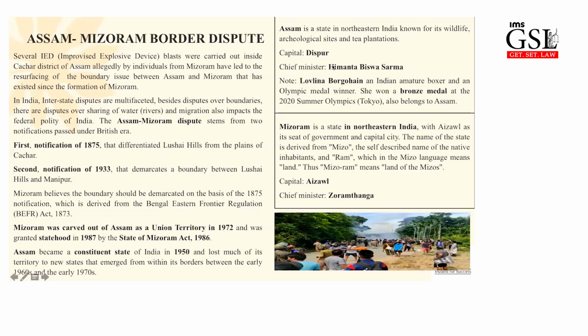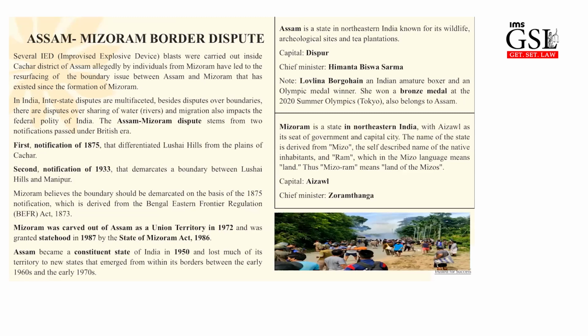So anyway, Lovlina Borgohain, that's just a trivia, an Indian amateur boxer and Olympic medal winner. She won a bronze medal at the 2020 Summer Olympics. Speaking of Summer Olympics, do revise the important medalists, especially in the summer, winter, and the Paralympics. That is again a hot topic. Questions can be asked from there as well.